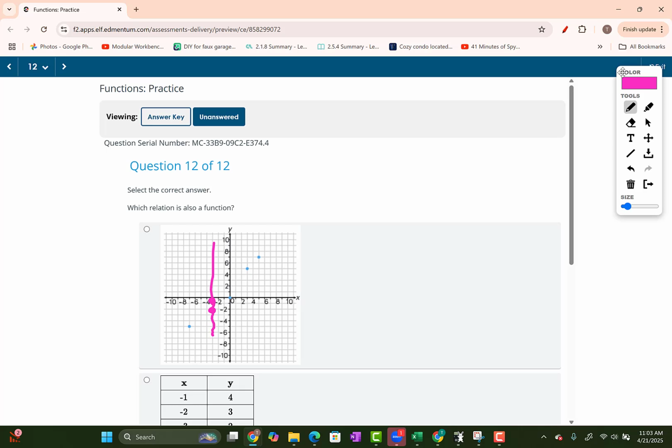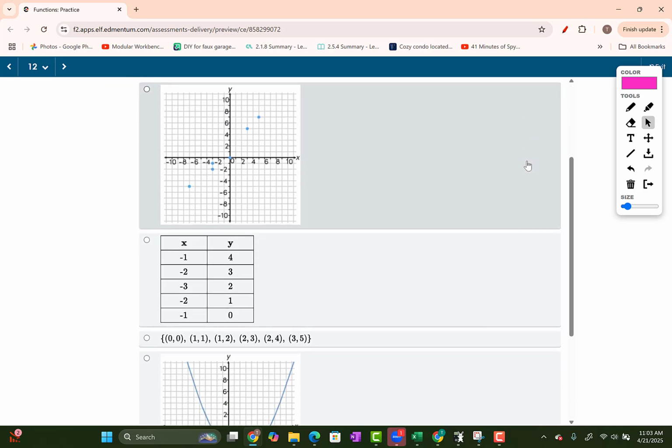If you can draw a vertical line and it only hits the graph in a single point, no matter where you draw that vertical line, like for instance, we can draw the vertical line here, it only hits 1 point. Draw it here, only hits at 1 point. That's okay, but this part right here in the middle violates that definition of a function, which means it is not a function.